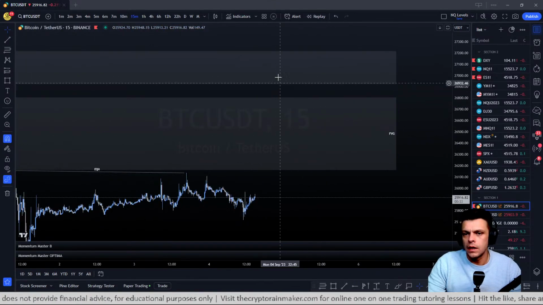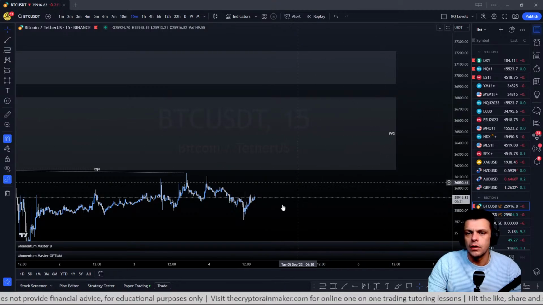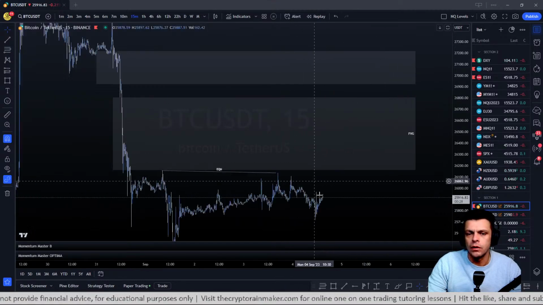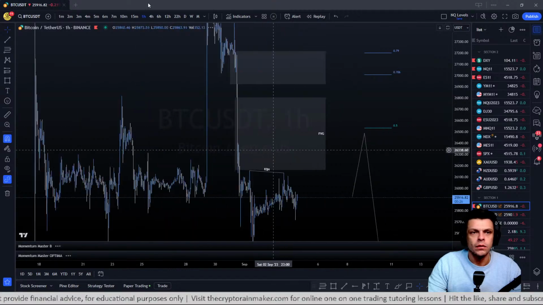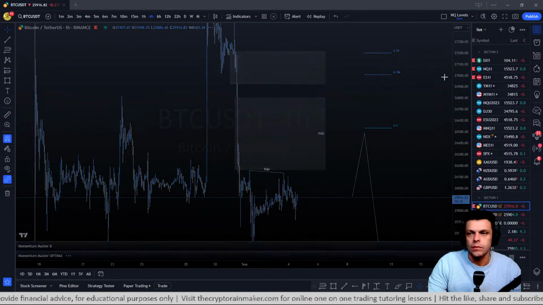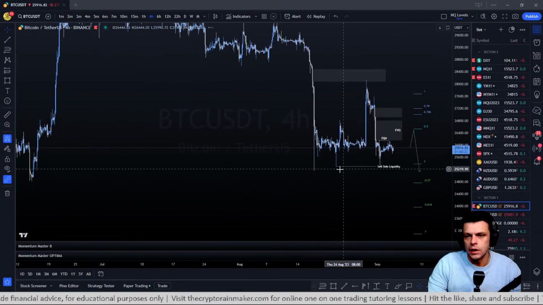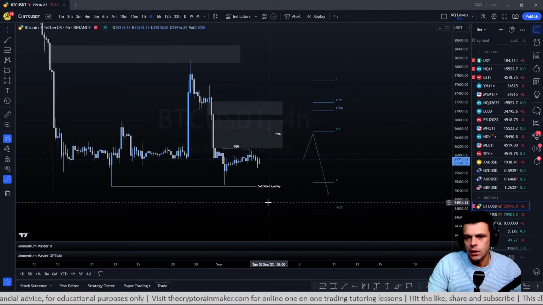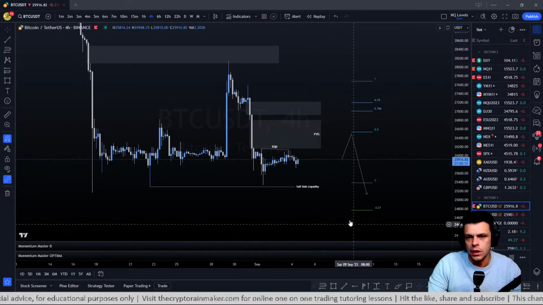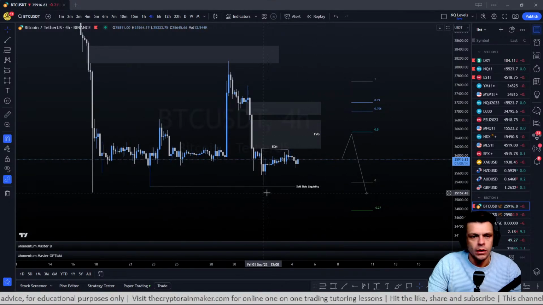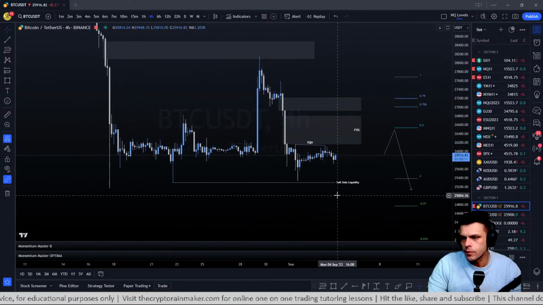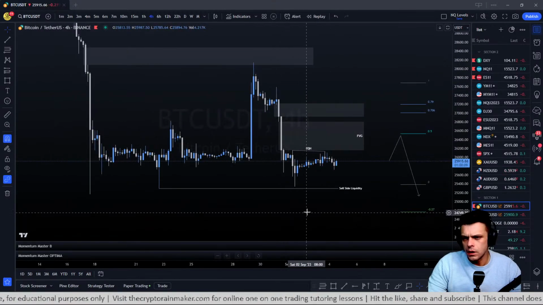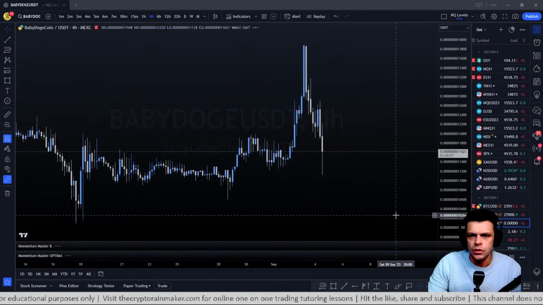And then if it has that strong displacement with a fair value gap, then you can enter on that fair value gap, and then you can ride it towards this level here that we just discussed. That's what I'm seeing for Bitcoin. Little push up and then dump it down into the sell side liquidity. Alright, so that's my Bitcoin analysis in a nutshell.